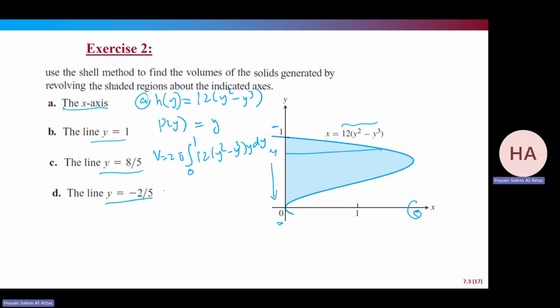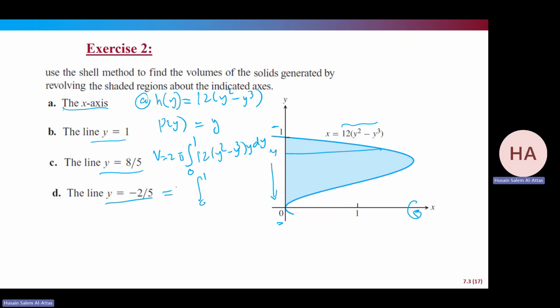That will be 2 pi. This is what? 12y cubed. Let me do it in steps. Don't rush it. 12y cubed. You know what? Let me take the 12 outside.